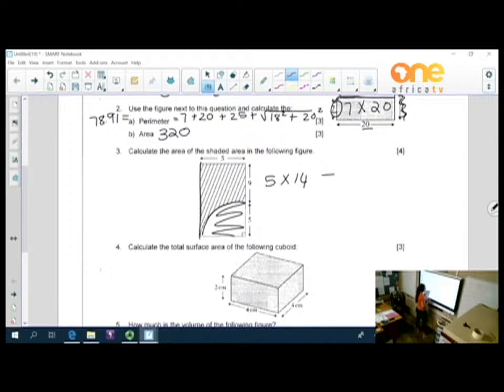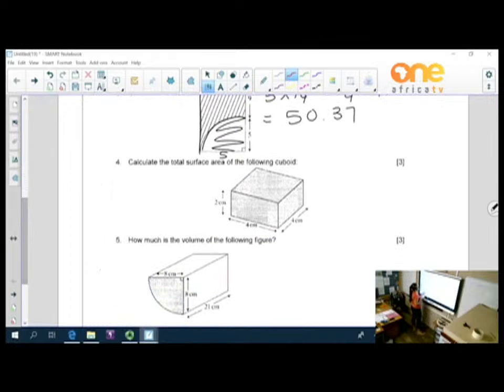This is a quarter of a circle. So we will minus a quarter times pi times radius squared. And your radius is 5. There we have it. So this side will also be 5. And this will give us an answer of 50.37.